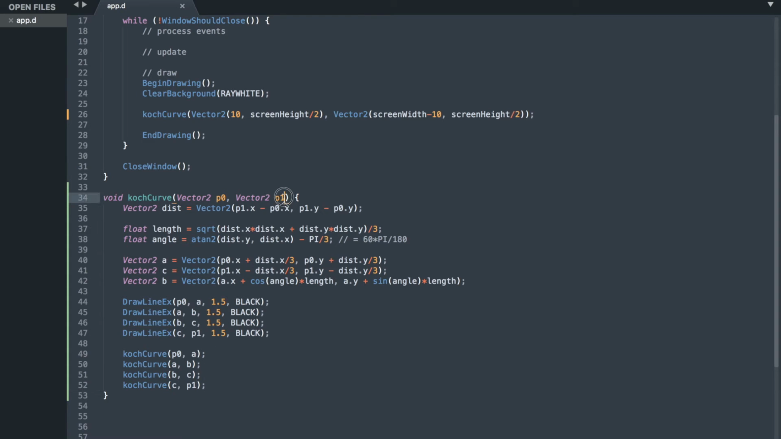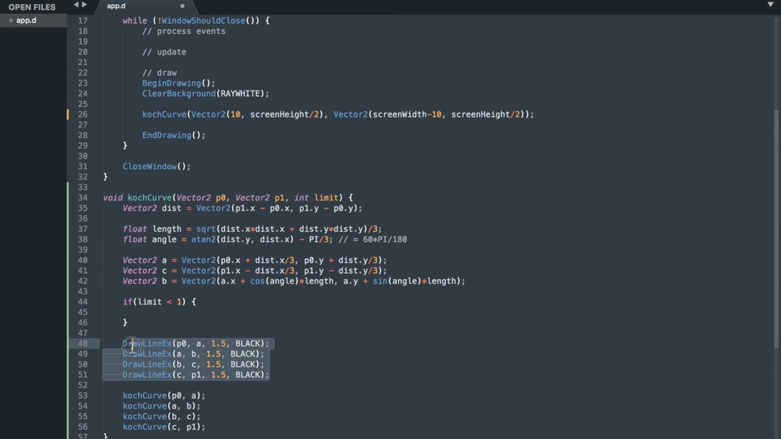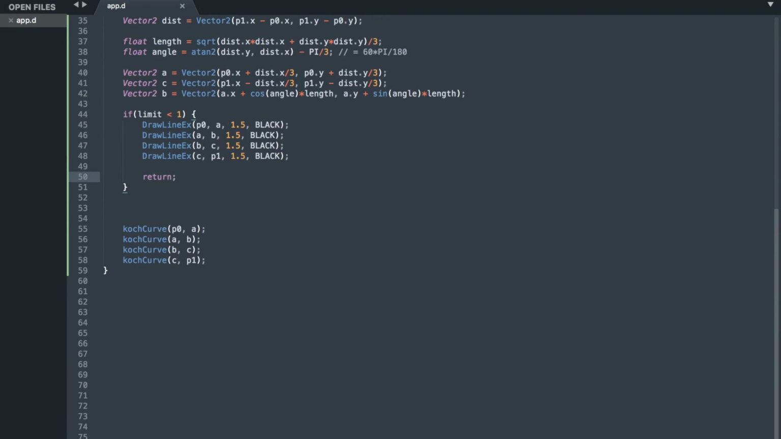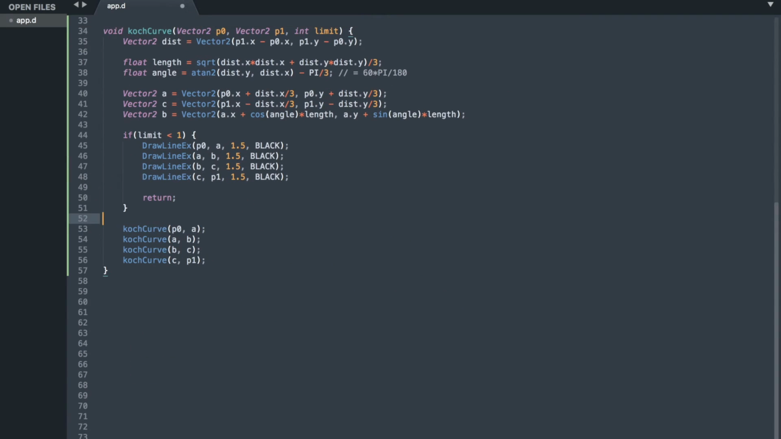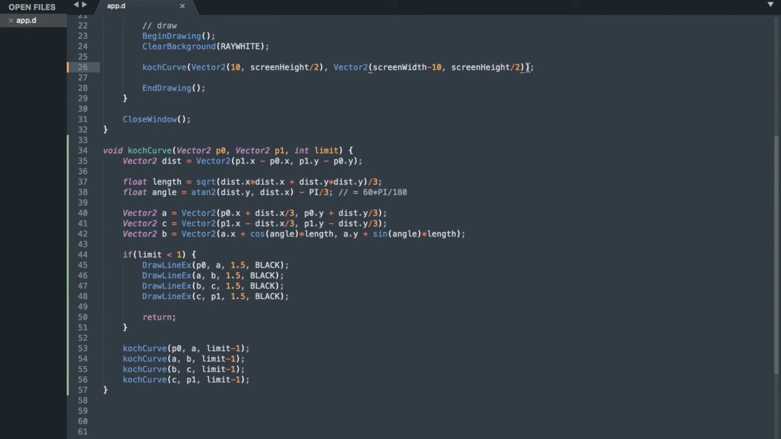Therefore, we need to limit the number of iterations, and once we're done, we would like to draw those lines. Therefore, we need to add a limit argument to the function. And if limit is less than 1, we would like to draw the lines using the new points, and then return from the function. Otherwise, we continue calling the Koch curve function again, but every time the 4th argument will be limit minus 1. I will set the number of iterations to 6, compile and run to see the results.